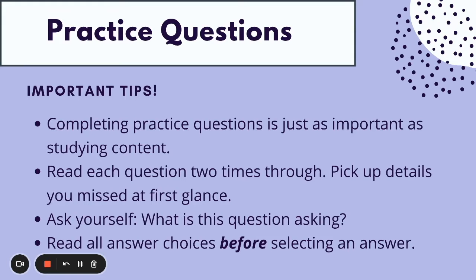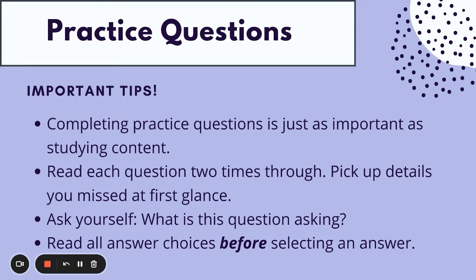If you are someone that tends to rush or go fast through tests, so say you're someone that's finishing in an hour and a half, that's pretty quick. Slow down. Read each question 2 times through. See if you missed any details at first glance. And a lot of times I will have people get answers wrong. They go back, they reread it, and they say, oh, I missed that. I just was going too fast and I missed a very important detail.